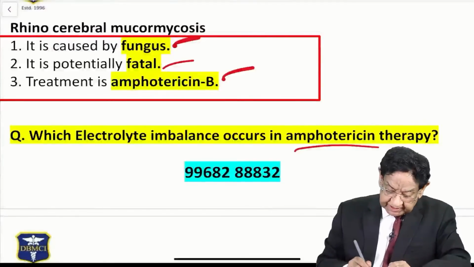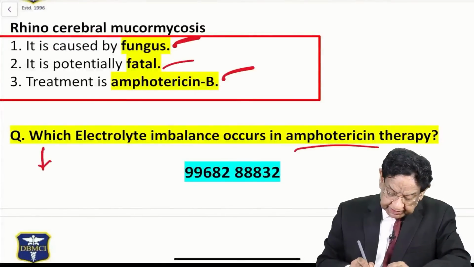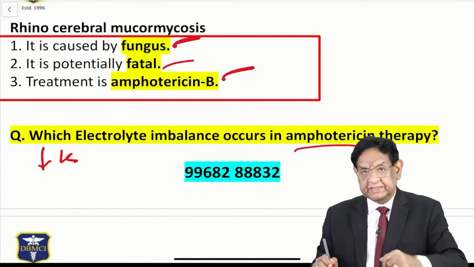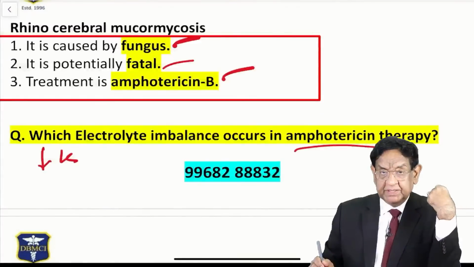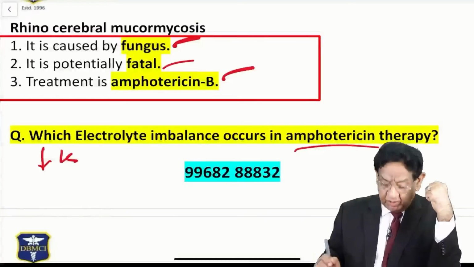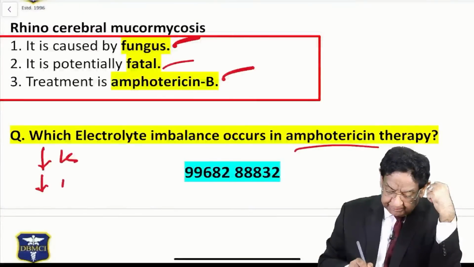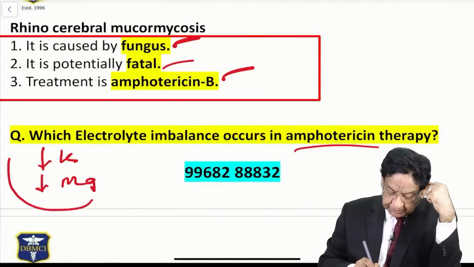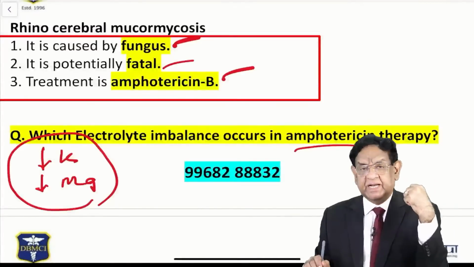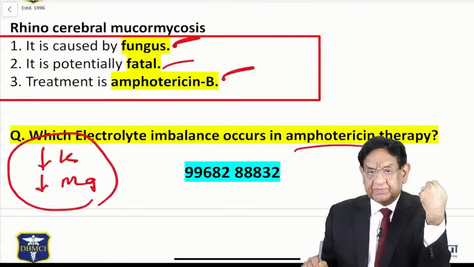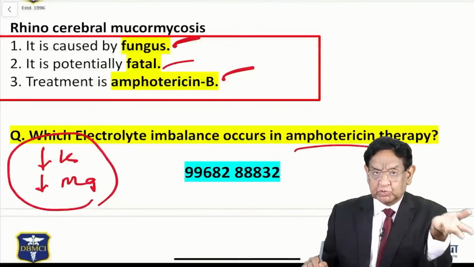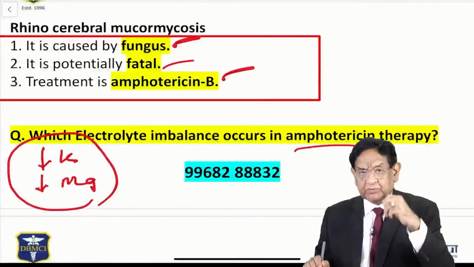The right answer, the usual question, is hypokalemia. This is known to 30%, but 95% of people are not aware it can lead to hypomagnesemia also. Make a box of this line. The electrolyte imbalance which can be caused by amphotericin B is hypokalemia, the most widely asked question, and hypomagnesemia also.